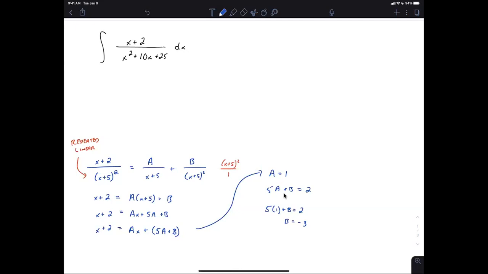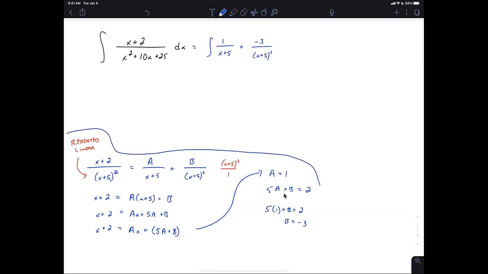Okay, so we get this to split up into 1 over x plus 5 plus negative 3 over x plus 5 squared. And now all the stuff at the bottom of the screen is the work for how we broke it into these 2 fractions. And we get the integral of that times dx. Everybody good?